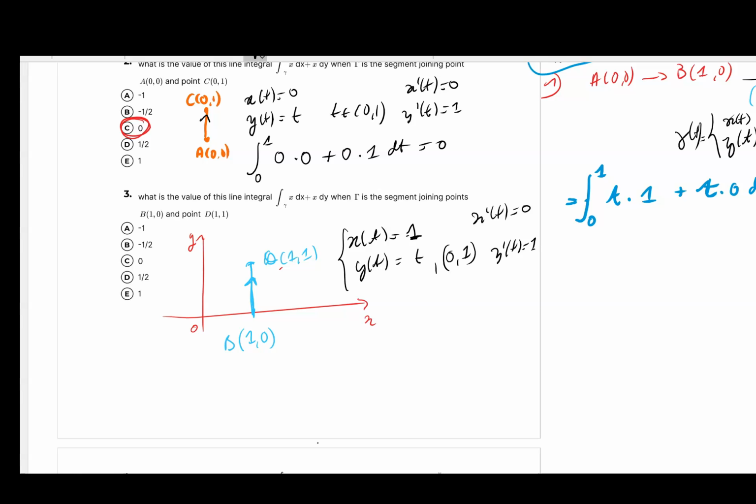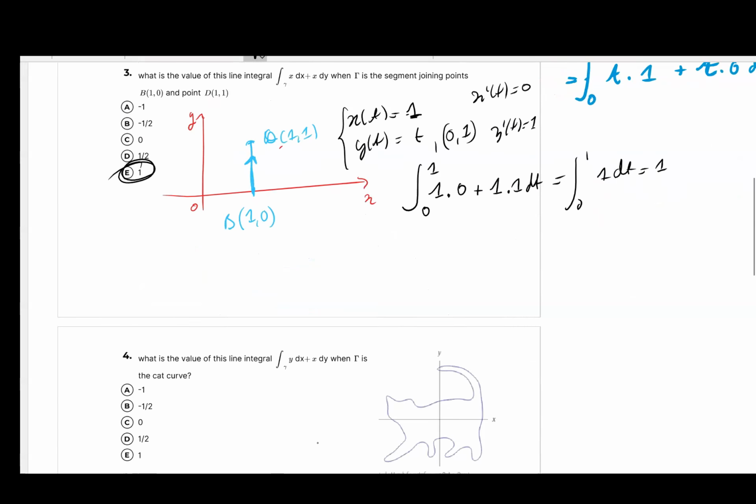So what do I get? I get that I'm doing the integral between 0 and 1. x of t is going to be 1 times x prime 0 plus the Q component is again still the same one, x of t. So this is 1 times y prime of t, which is 1 dt. So I just have the integral from 0 to 1 of 1 dt, which is equal to 1.